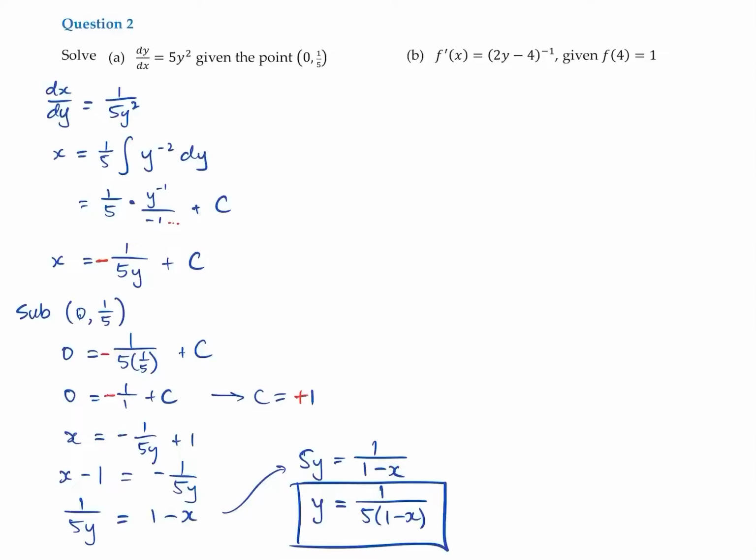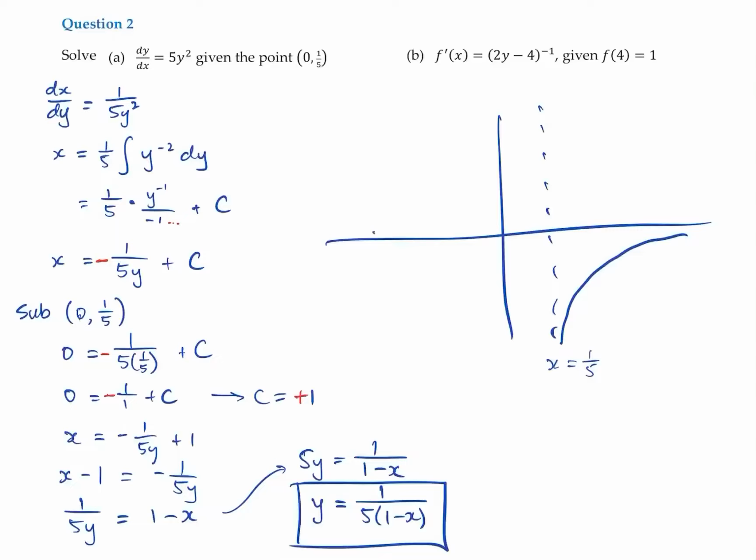All right. So a graph of that has a vertical asymptote at 1/5. It's an upside down hyperbola, and so it looks like this. Right, it goes through the point 0, 1/5 as required.